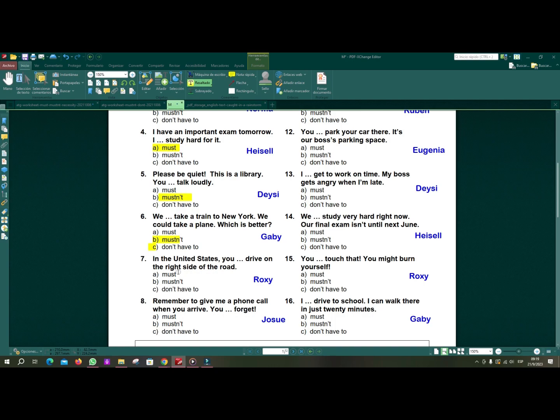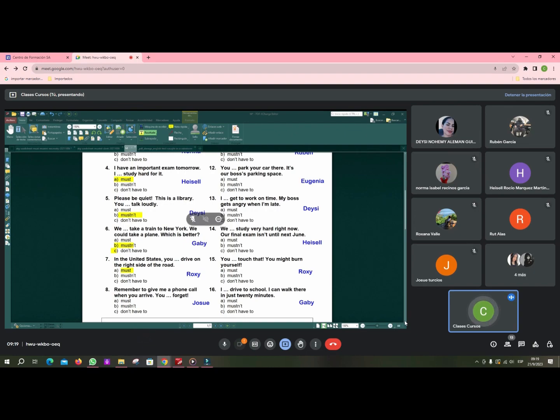Miss Roxy, what do you think about number 7? Must. Okay. In the United States, you must, yes, drive on the right side of the road. Excellent, Miss Roxy. That's great. What do you think about number 8? Mr. Josue, are you there? Josue Turcios, which could be the answer for that one?